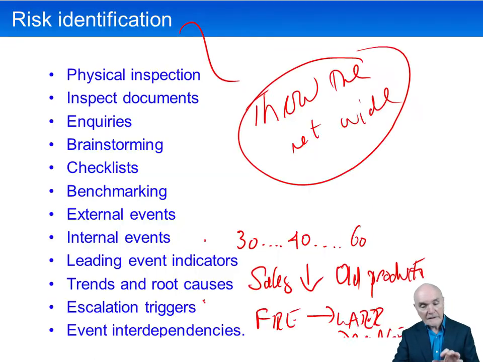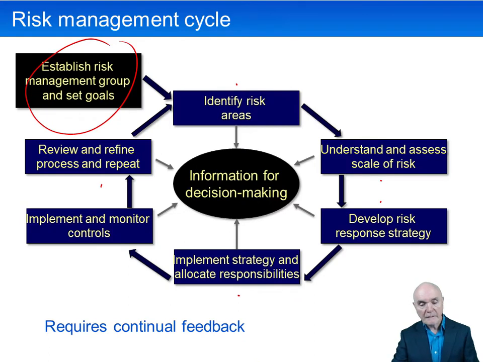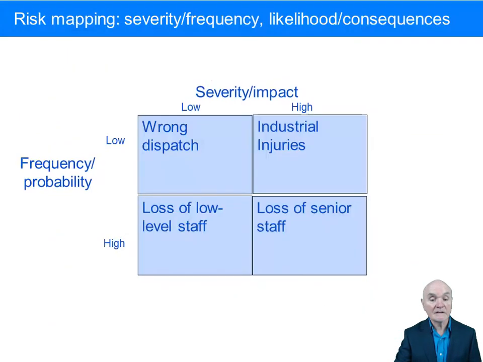Now, on this little risk management cycle, having identified the risk, the next thing we do is go on and understand and assess the scale of the risk. This is done on risk mapping here, where we look at the severity and the impact, and we look at the probability or the frequency. And we mentioned this a little bit before. So, what are we going to do? This will give us some information about what we might do about these risks here.